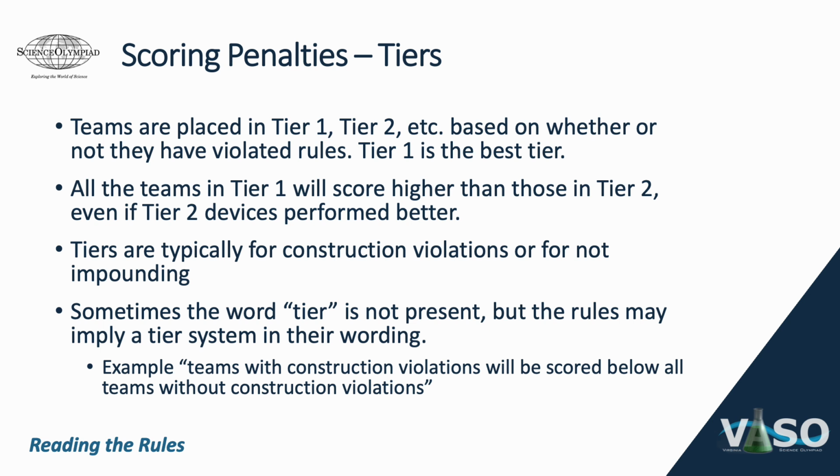But it's really important to realize that sometimes the word tier is not present, but the rules for that event really indicate that there is a tier based on the wording that they use in the penalties. And the most common example of that would be wording that says, teams with construction violations will be scored below all teams without construction violations. So that's the exact description of a tier, but it doesn't use the word tier. So just doing a search in the rules for the word tier won't be enough. You'll want to read through the penalties to see exactly how they're applied.